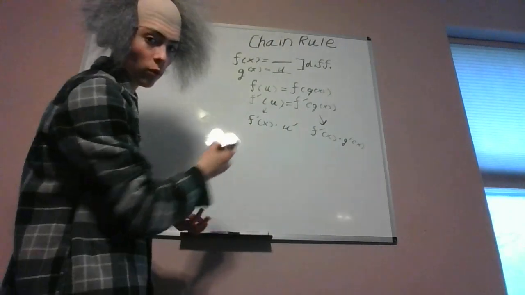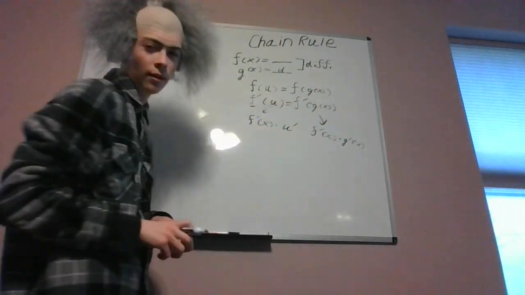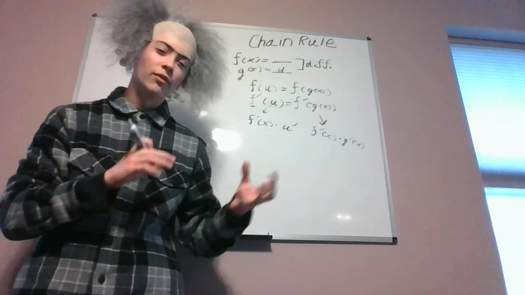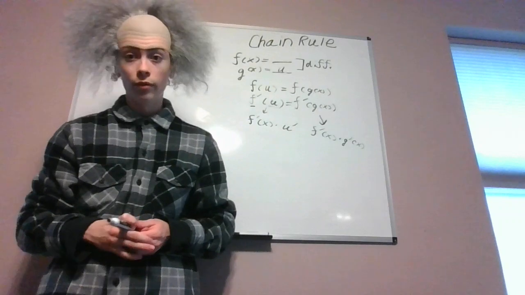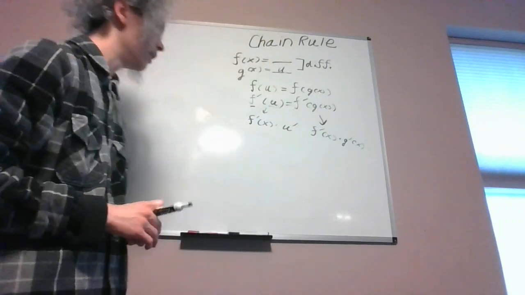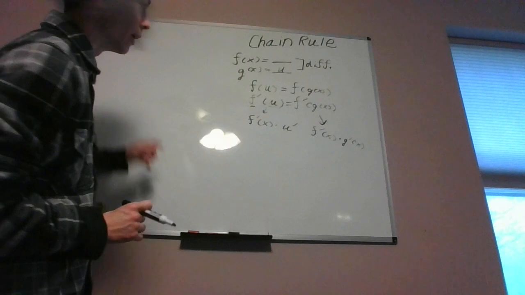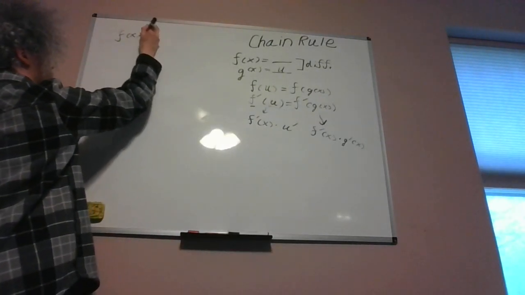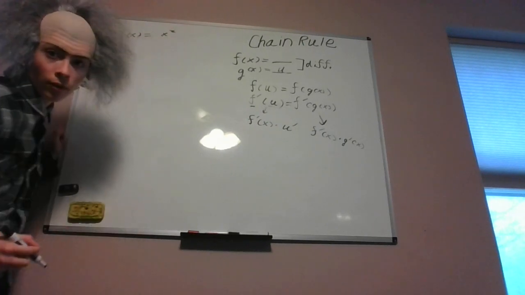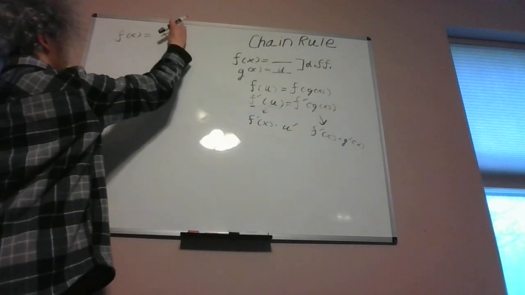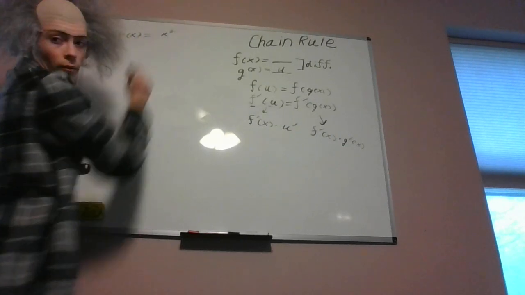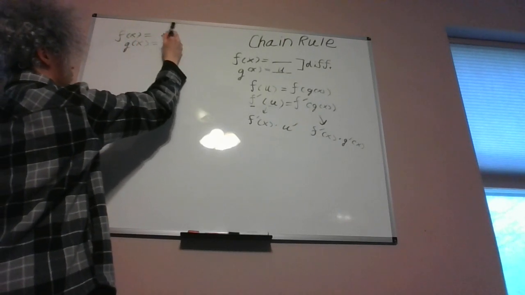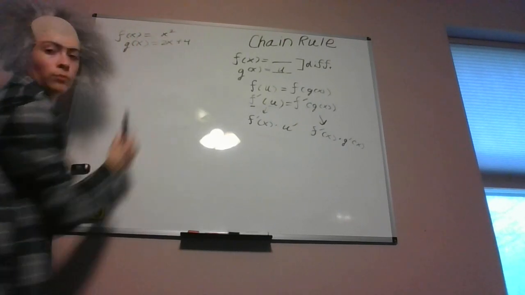Now, with the chain rule, we go from outside to inside. We start off with our normal derivative of f of x, and then at the end, we multiply by the derivative of the inside, the composition there. The way I like to think about this, I'll express it over here: let's say f of x is equal to x squared, that is a 2 up there in the exponent. Now let's say g of x is equal to 2x plus 4.